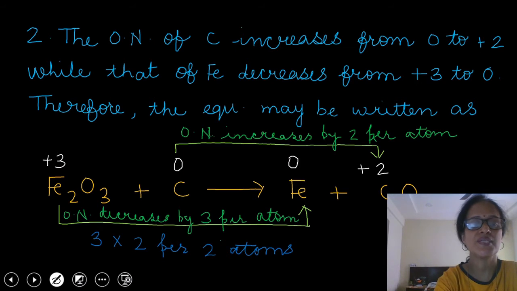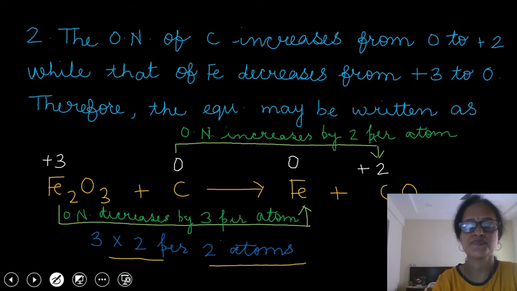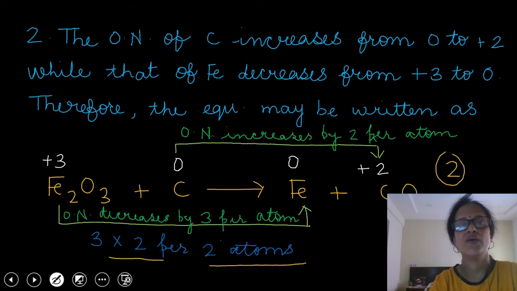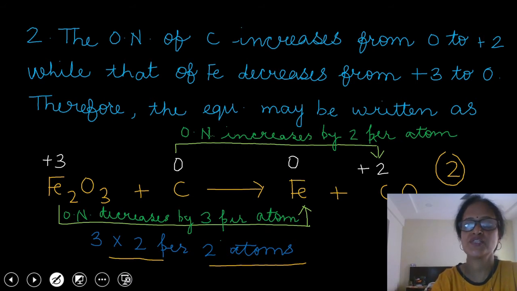So you can see here the oxidation number of iron decreases by 3 per atom. But as we have 2 atoms, that will be 3 into 2. So the total decrease will be 6 for 2 atoms. And in the case of carbon, the oxidation number increases by 2. So we can see here there are 2 numbers involved. For carbon, the increase is 2. And for iron, the decrease is 6 for 2 atoms. We will simplify these numbers as 1 and 3.